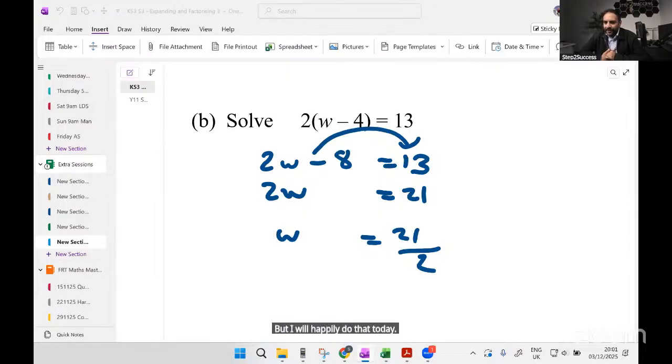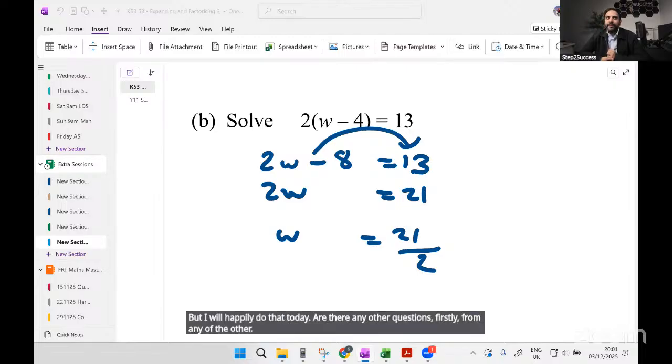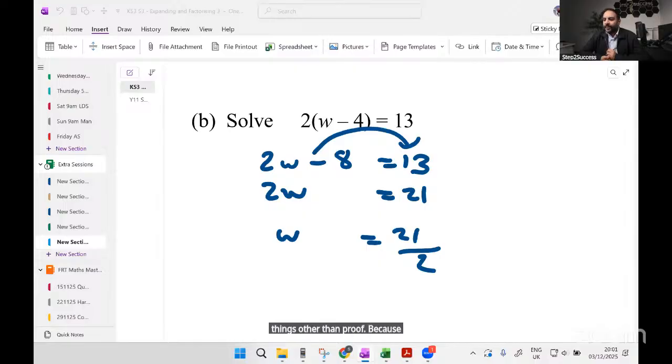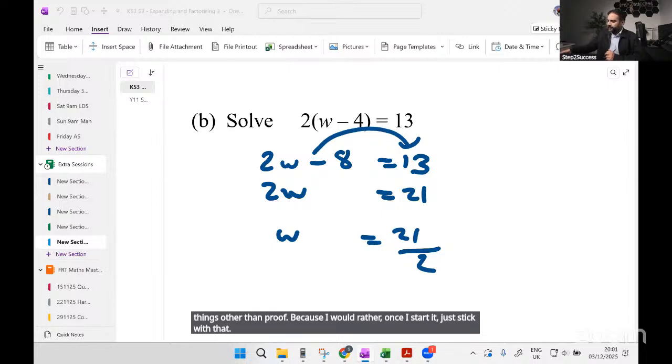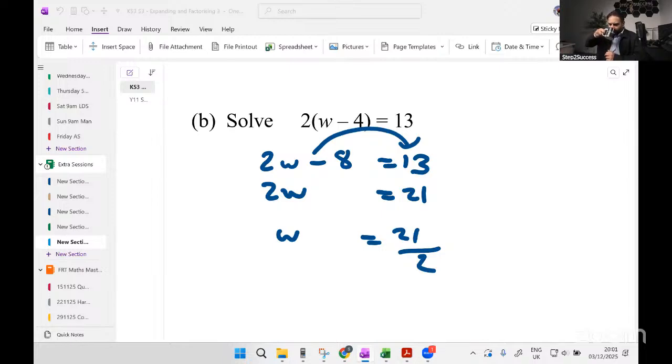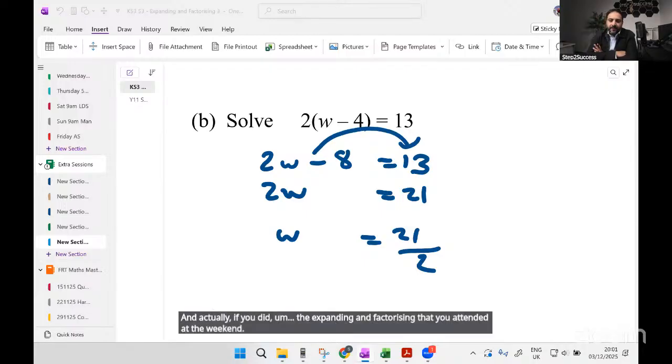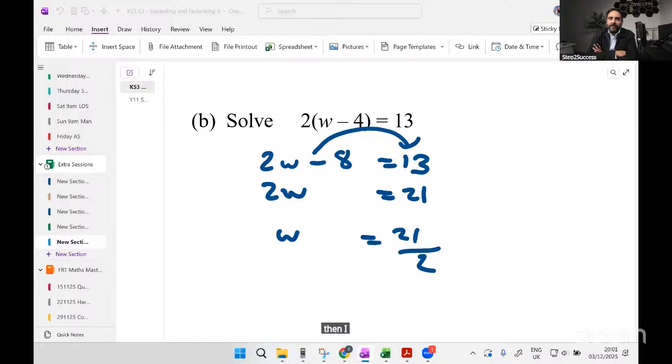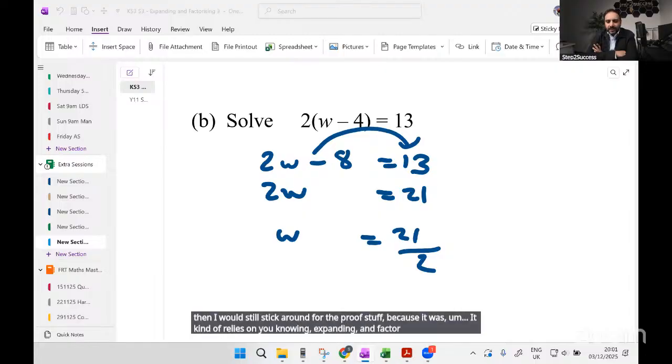Are there any other questions, firstly, from any of the other things other than proof? Because I would rather, once I start it, just stick with that. And actually, if you did the expanding and factorizing that year 10s did at the weekend, then I would still stick around for the proof stuff because it kind of relies on you knowing expanding and factorizing a lot.